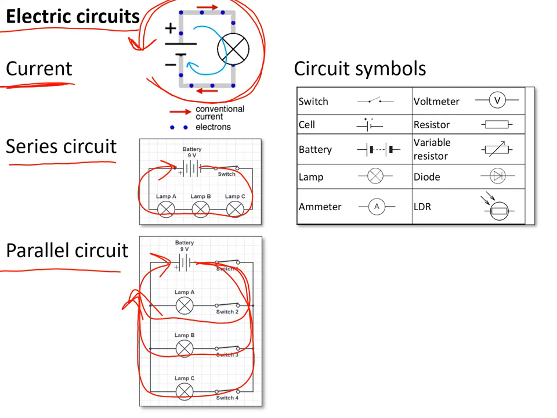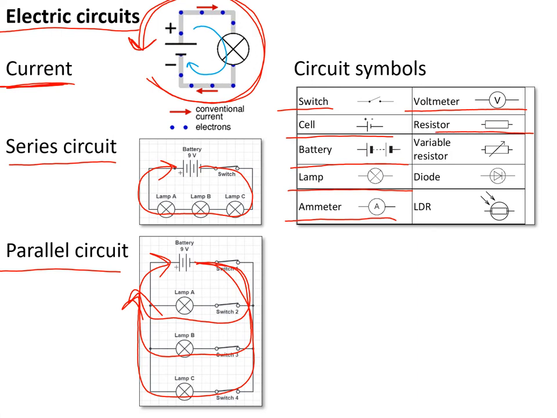Now when we draw circuits, we draw them in simplified form, so first things first, a straight line, a ruler and a pencil for drawing your wires. Then the different symbols, we've got a switch, a cell. A cell is one of those little round things you put in your TV remote. It becomes a battery when there's more than one. We have a battery. Lamp is a circle with an X. Ammeter for measuring current is a circle with an A. A voltmeter for measuring voltage is a circle with a V.